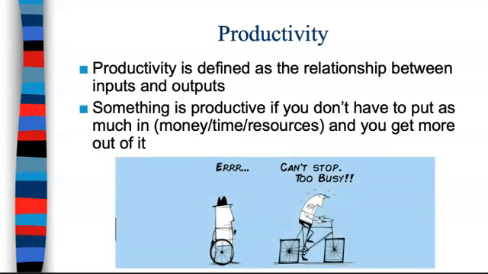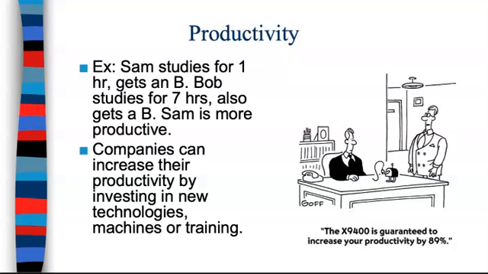Now, let's think about an example. For instance, if Sam studies for 1 hour and gets a B, and Bob studies for 7 hours and gets the same B, Sam is more productive. He's able to get the same thing in less time. Now, companies can increase their productivity of their workers by investing in new technologies, machinery, or training.